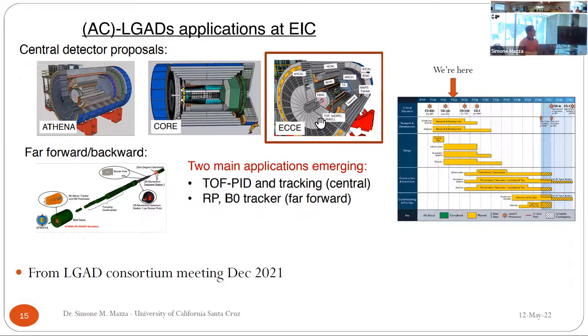So we used to have this main detector proposal. Now it seems like the ECCE proposal has come out on top after the committee meeting. But for all of these detectors, both for the central detector and also for the far forward and backward, there is application for timing. So we plan to use time of flight for particle identification and tracking, and also for the Roman pot detectors at the two ends. The time scale for this is very tight, so I don't know how well we'll do it, but we'll see.